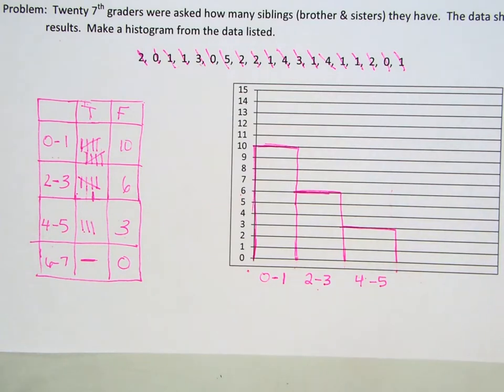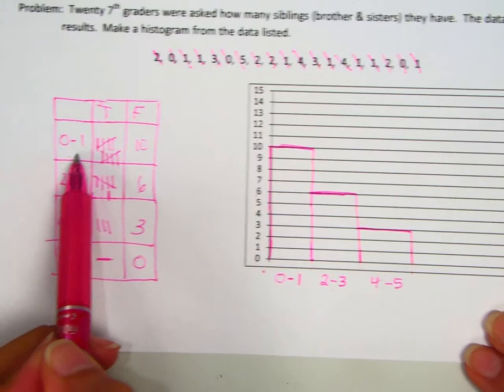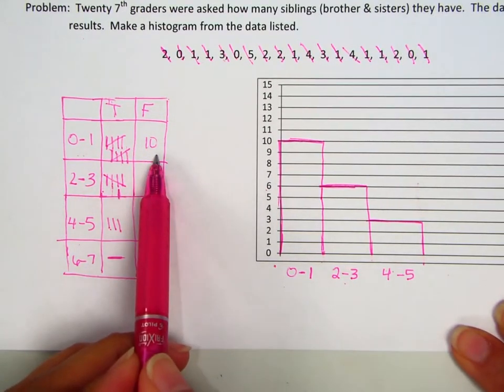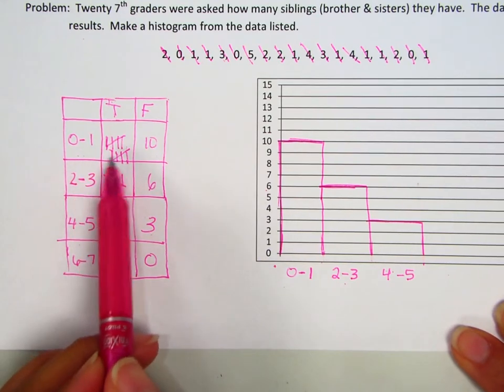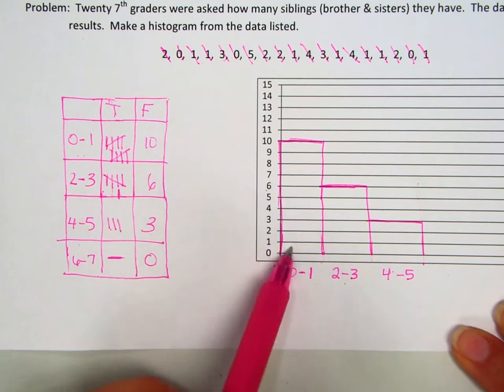That's all you do. So the biggest thing to remember is to make sure you set your ranges equal and count up how many numbers fall in that range. You can do this frequency table, and then you create your bar graph.